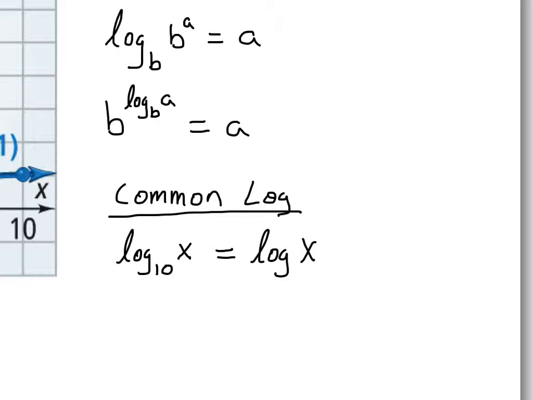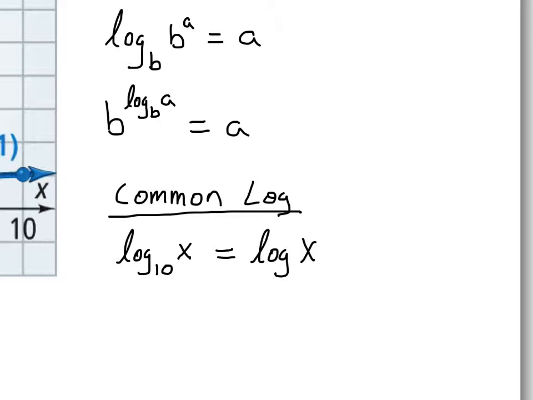So if you ever see log x, or log of some number, log 5, it means log base 10 of 5. Okay, it's the common log, and so they stop writing the 10. The 10 is assumed. Unless it's written as something different, it's assumed to be a 10.